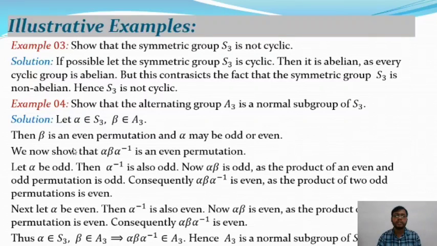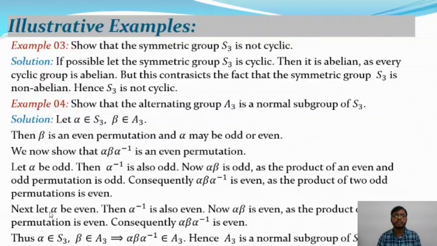So first consider alpha to be odd. Then alpha inverse is also an odd permutation. So now alpha into beta, alpha is an odd permutation and beta is an even permutation, so their product is an odd permutation. And consequently alpha beta alpha inverse is an even permutation. And you know the product of two odd permutations is even, as well as the product of even permutations is even. So alpha beta is an odd permutation, alpha inverse is also an odd permutation. So their product, that means alpha beta alpha inverse, is an even permutation.